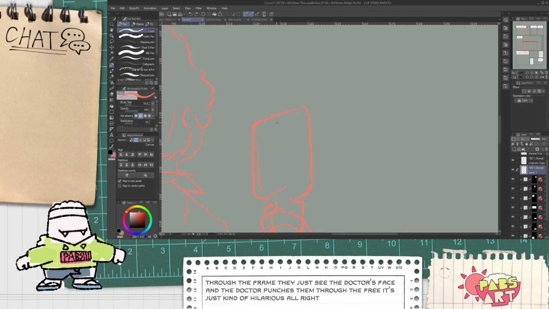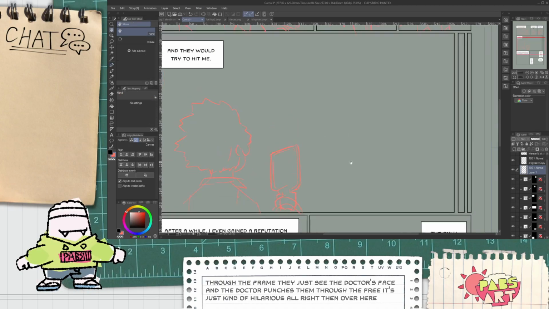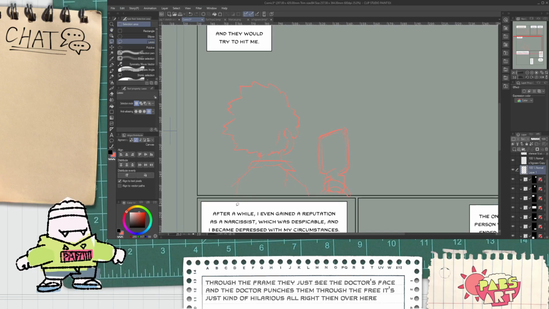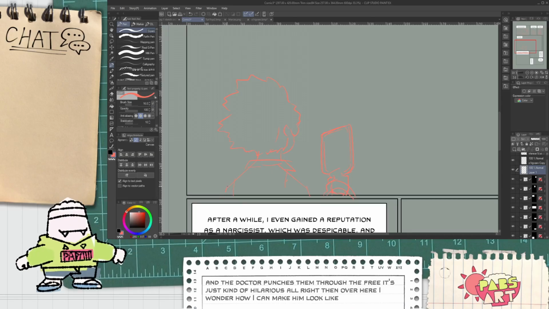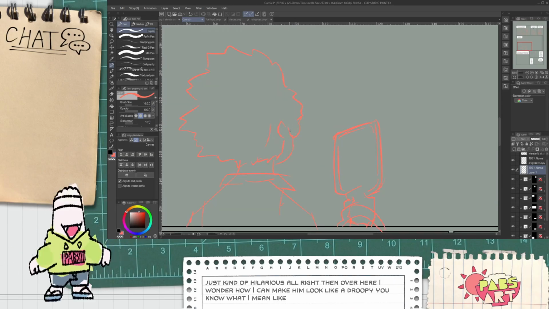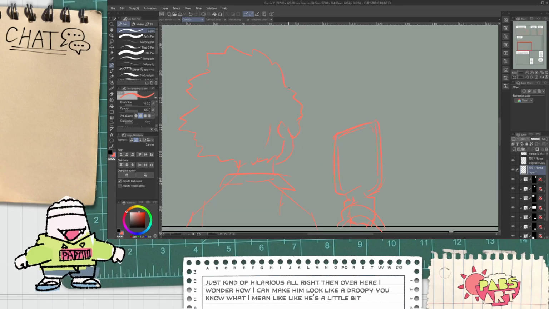All right, then over here. I wonder how I can make him look droopy. You know what I mean? Like he's a little bit deflated. Maybe I could do something with the hair.